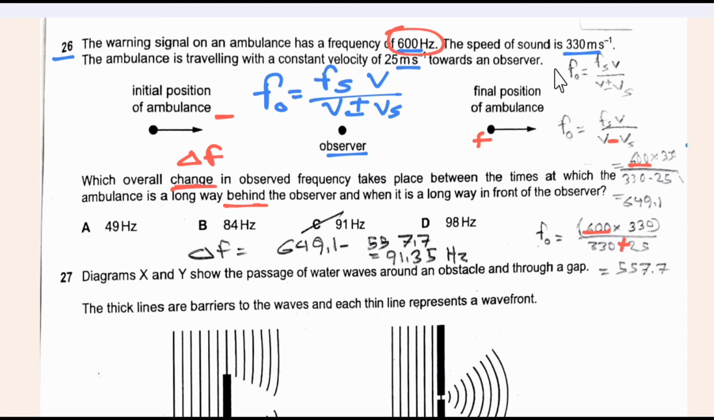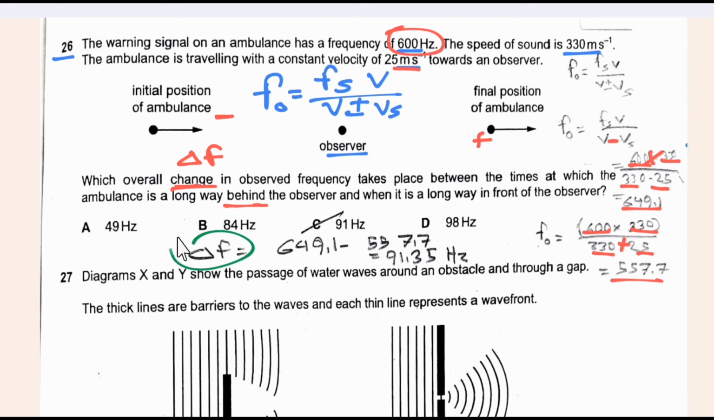So 600 times the speed of sound, that is v, 330, divided by v minus vs, and v plus vs. After calculating, we get our two frequencies, when it is moving towards and when it is moving away.